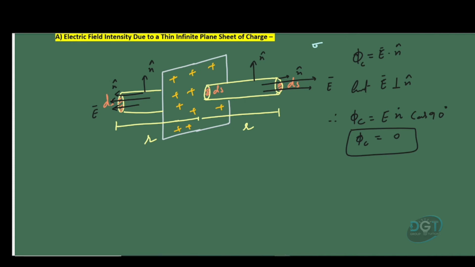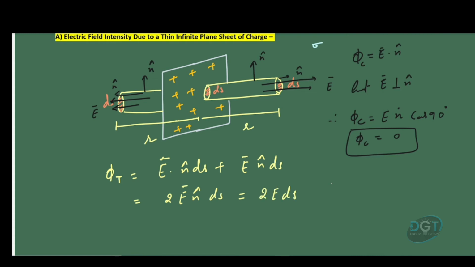Therefore the total flux over here is E n cap ds plus E n cap ds, which is basically 2E n cap ds, which we can also write as 2E ds, as angle between this electric field and the area vector of the edge is 0 degrees. Thus the total flux over here is this.